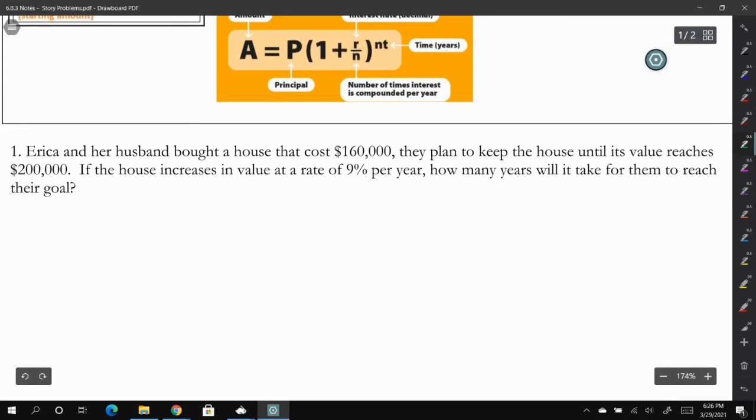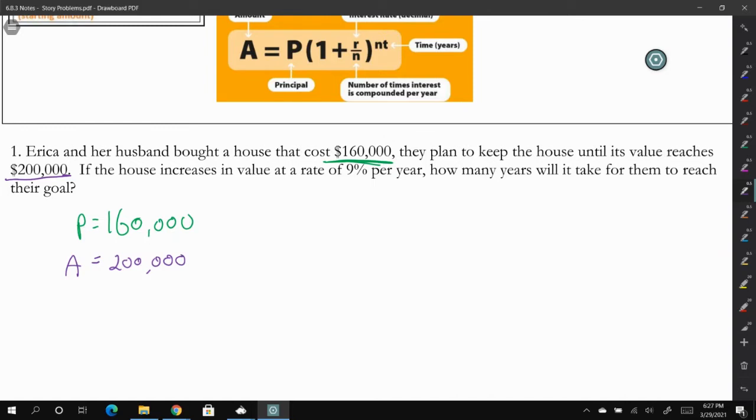So now that we know we're going to use equation number 1, let's figure out what information we have. They bought the house and it was $160,000. So that's my P value, my initial value. They want to sell the house when it's $200,000. So that's my A value. Like I was saying earlier, what we used to do is try to figure out what the A value would be after so many years. But now we're trying to figure out the t value, the years. And your rate is 9%, and as a decimal, that's 0.09.